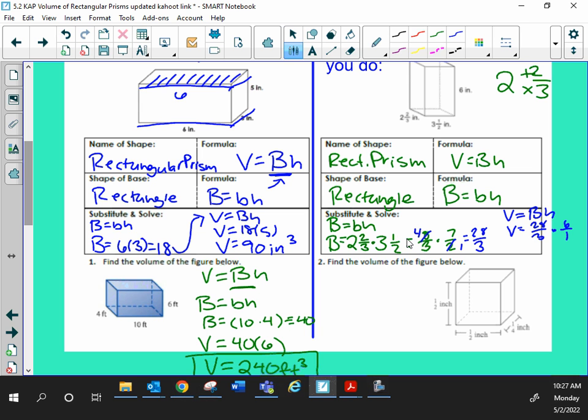Can I cross simplify? Yes. 6 and 3, I can divide them both by 3. 3 becomes 1, 6 becomes 2. And then, hey, look, I've got 1s on my bases, so it doesn't even matter. 28 times 2 is equal to 56, and my units are going to be inches. Fractions really aren't that bad. You just have to practice with them enough to get comfortable.